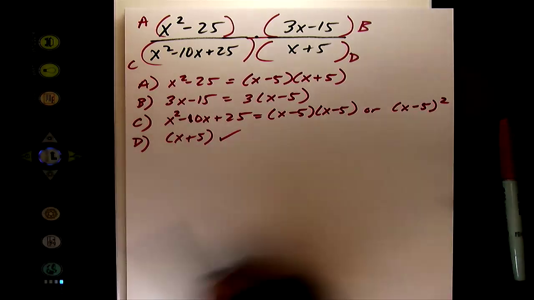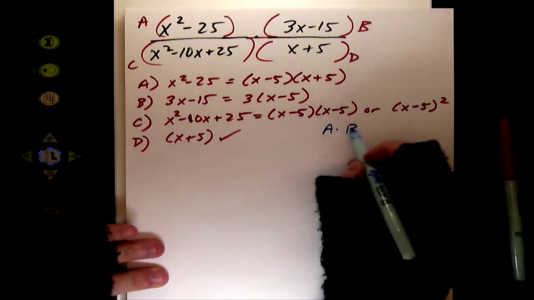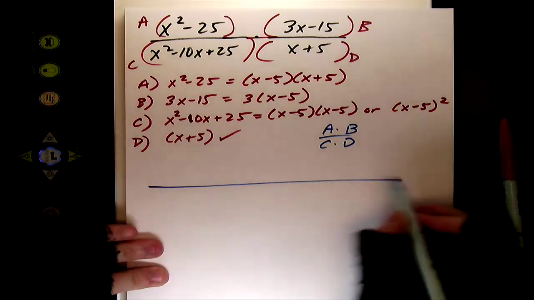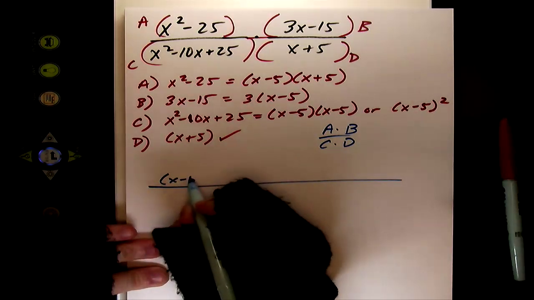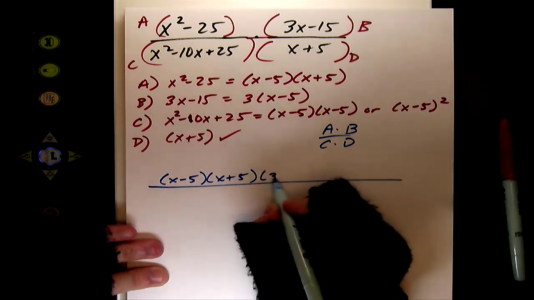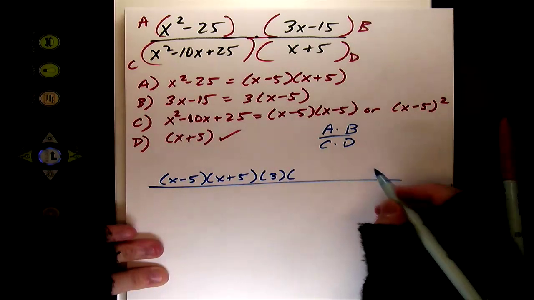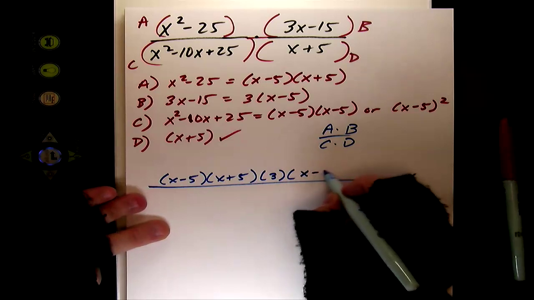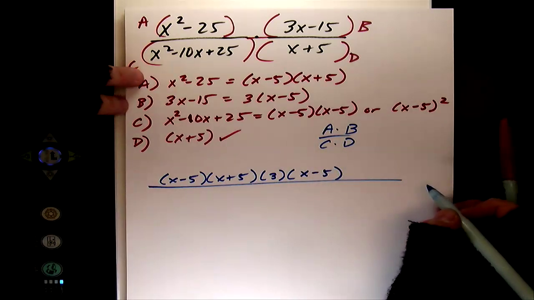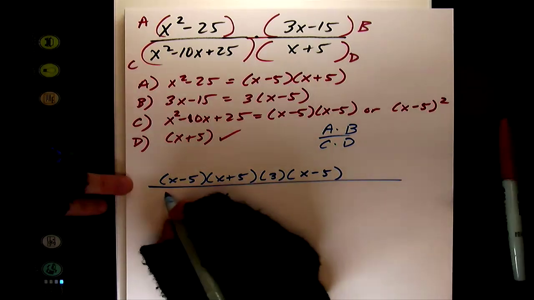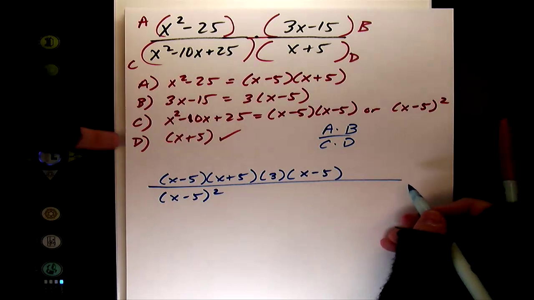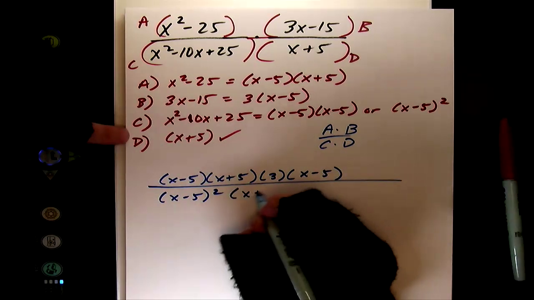So putting it all back together again, I got A times B on top. C times D on bottom. x minus 5, x plus 5. I got a 3. I've got another x minus 5. That's A and B. C was x minus 5 squared. And D was x plus 5.